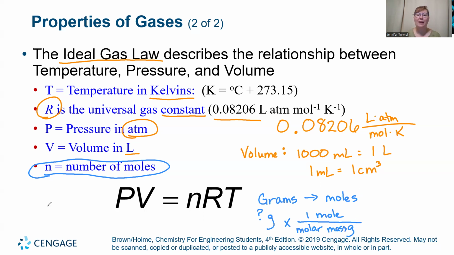And then if we're going back from moles to grams, then what we'll need to remember is we'll have a certain number of moles. And we will multiply that by the molar mass, grams per 1 mole. Okay, so that's just some review from before.